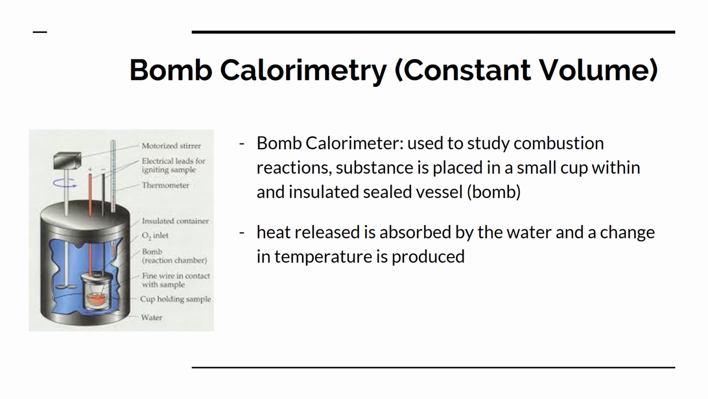Another type of calorimetry that they don't ask as much of on the AP exam is bomb calorimetry, and this is at a constant volume. So your bomb calorimeter is used to study combustion reactions specifically, and the substance is placed in a small cup within an insulated sealed vessel. So that's like the bomb, you could call it. In this picture, here's a little bomb where the reaction is happening. The heat released by this reaction is absorbed by the water and a change in temperature is produced. So it's the same thought process that we've been using for the other one. It's just that in this case it's a constant volume.